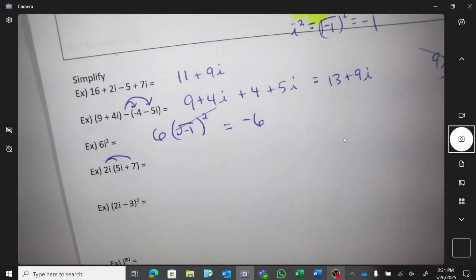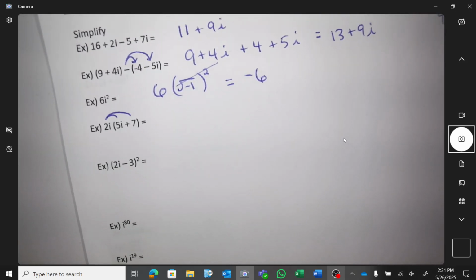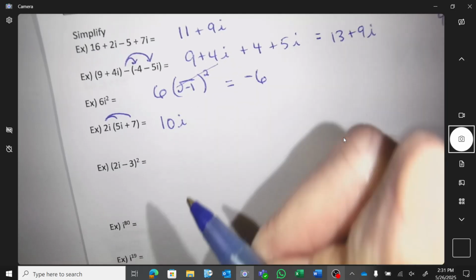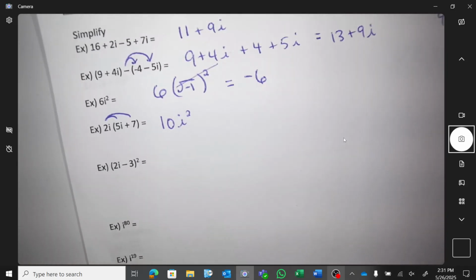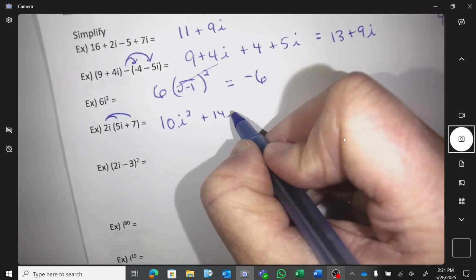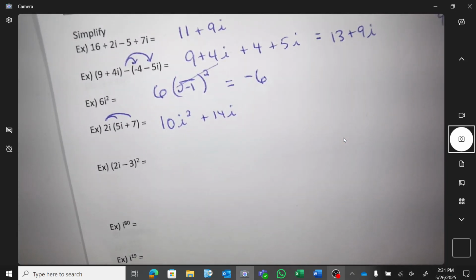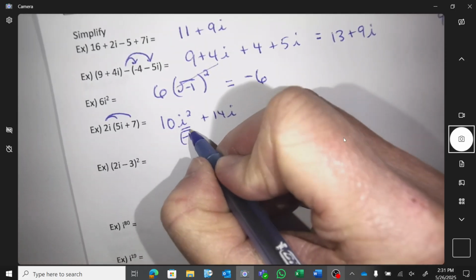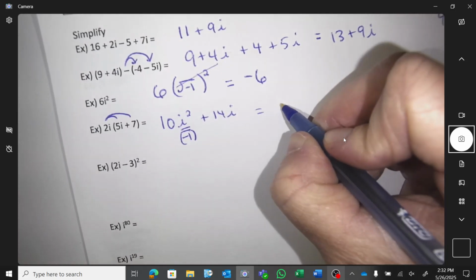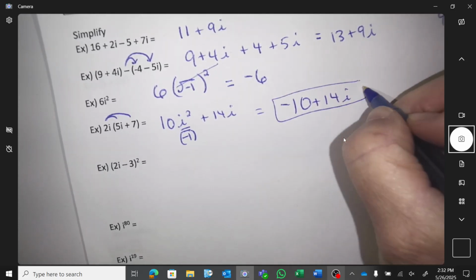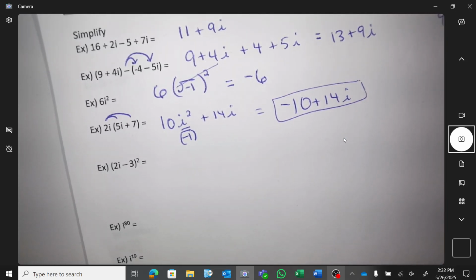Distribute that. So 2i times 5i will make 10i squared and plus 14i. But what did we just learn about i squared? It's negative 1, which will make this negative 10 plus 14i.